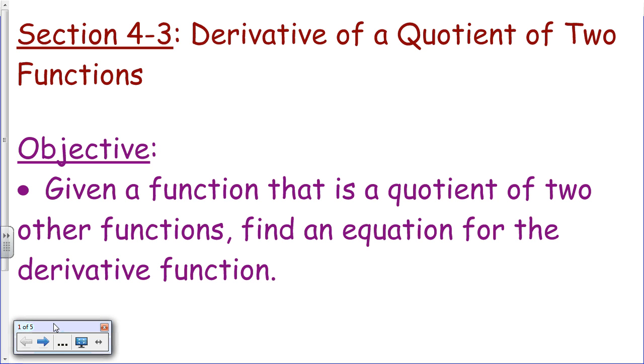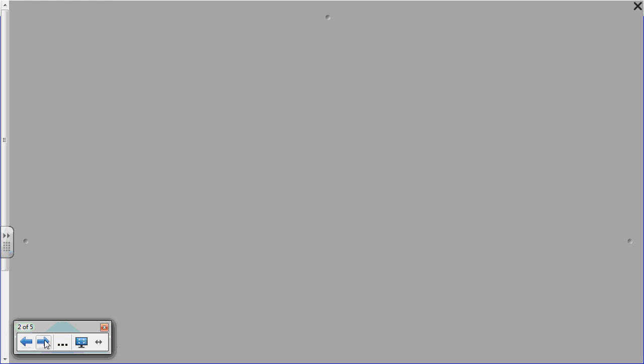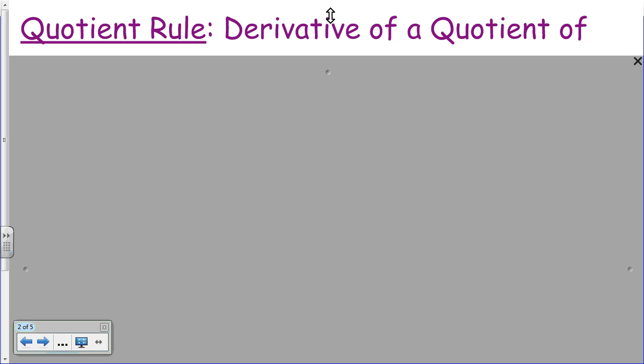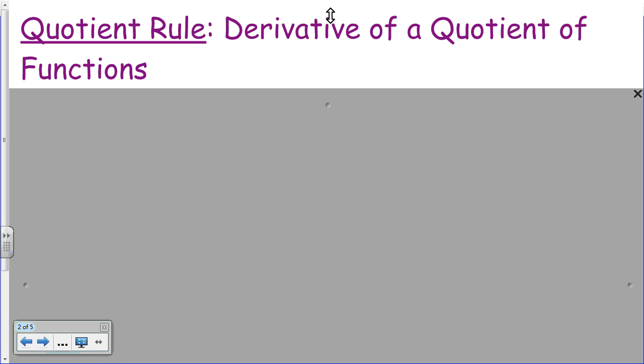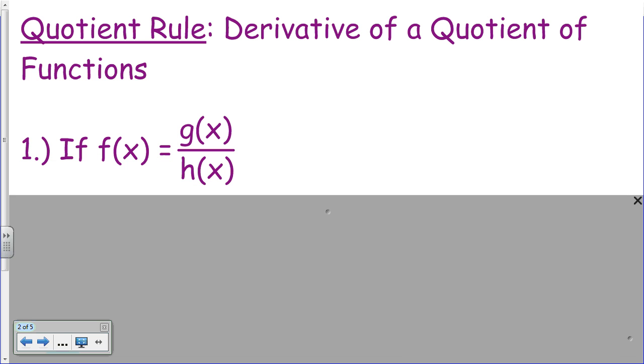So again, we're just adding to the set of rules that we already know for finding a derivative. And now we're going to look at the derivative of a quotient. So here is our quotient rule. And as its name indicates, it's called quotient rule because we use it to find the derivative of a quotient of two functions.